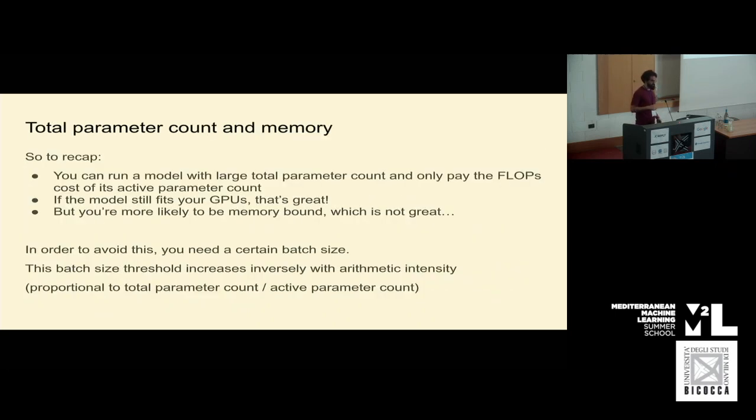So to recap, you can run a model with a large total parameter count and only pay the flop cost of its active parameter count. And if the model still fits the GPU, that's great. But you're more likely to be memory bound, which is not great. In order to avoid this, you need a certain batch size. But the batch size threshold increases inversely with the arithmetic intensity of the model, which is, as I said, proportional to the ratio of total parameter count divided by active parameter count.